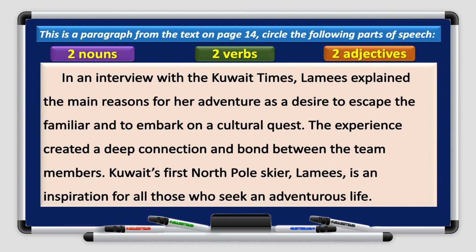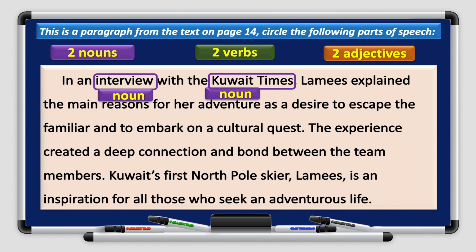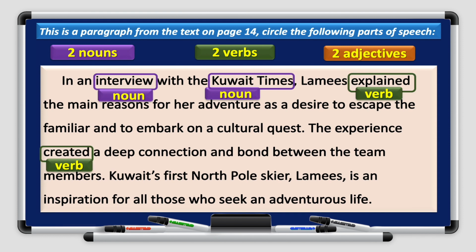Let's look at the 2 nouns that we have in this paragraph. So we have the noun interview, and we have Kuwait Times, which is the name of a newspaper. What about verbs? Can you locate any verbs in this paragraph? Yes, sure. Let's look at the verbs that we have here. Lamis explained, so that's the action that she did. Our one verb here. And as you can see, the experience created a deep connection. That's another verb.